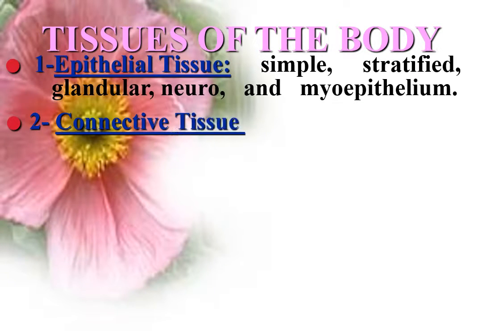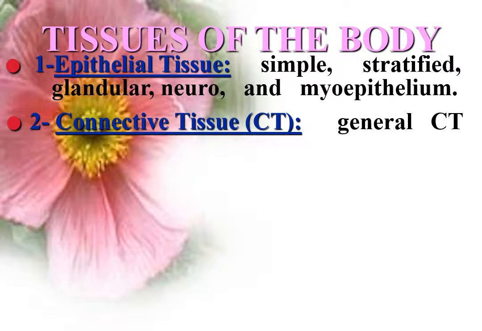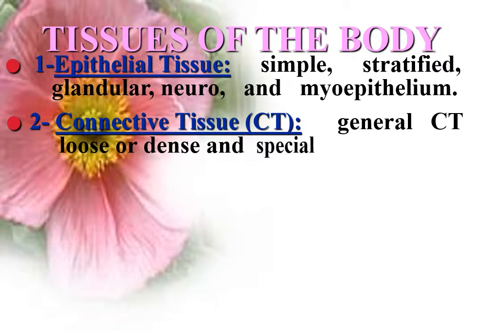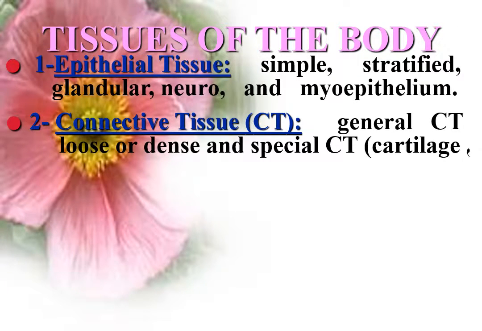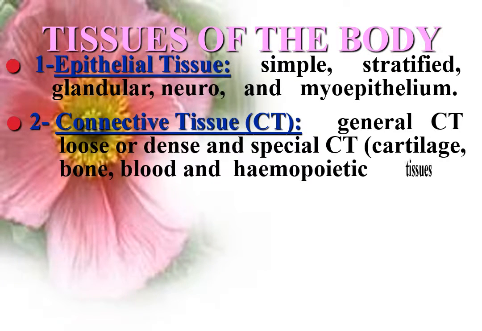Connective tissue consists of cells, fibers, and matrix, classified according to the nature of the matrix into general connective tissue, which may be loose or dense, and special connective tissue, which includes cartilage with rigid matrix, bone with calcified matrix, blood with fluid matrix, and hemopoietic tissues.